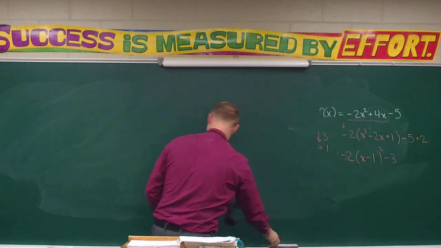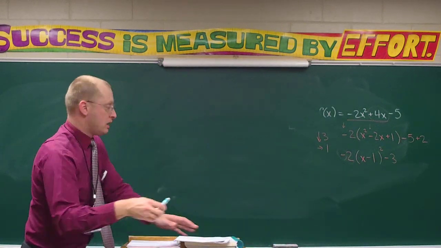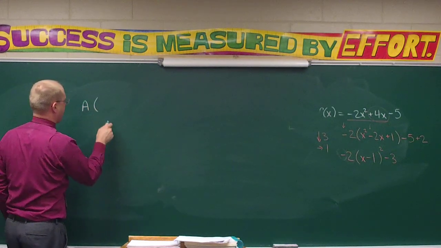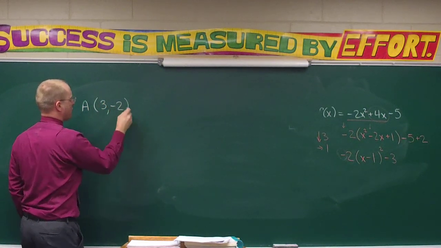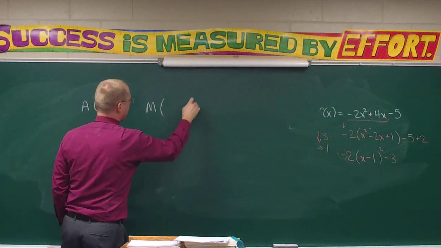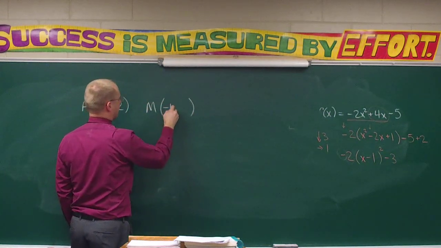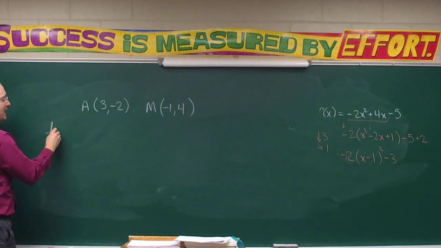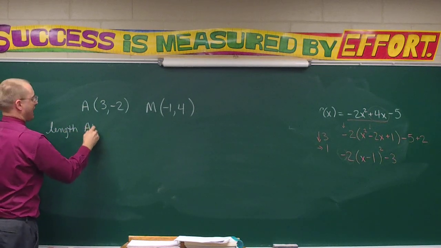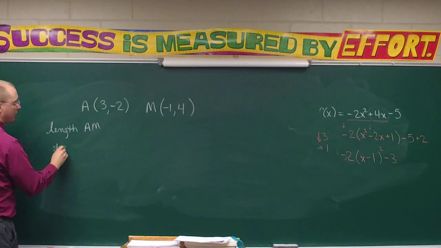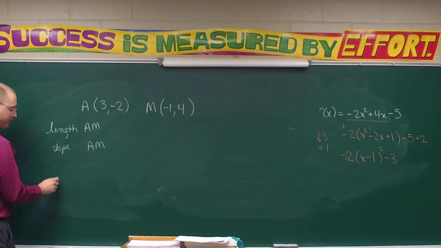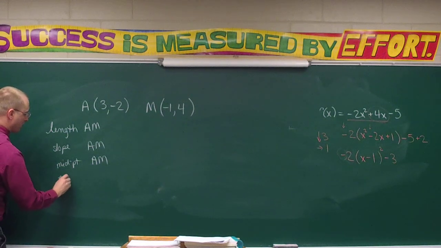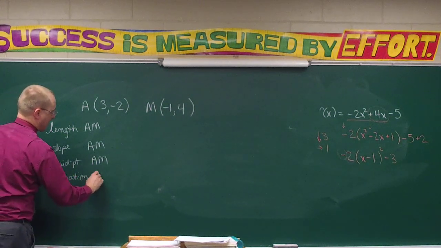So let's suppose I gave you a point, and let's just call it A, and A has a value of 3, negative 2. And let's suppose we have another point M, and it's the point negative 1, 4. All right, and I want to find the length of line segment AM. I want to find the slope of line segment AM. I want to find the midpoint of line segment AM. And finally, I want the equation of AM at your seats.